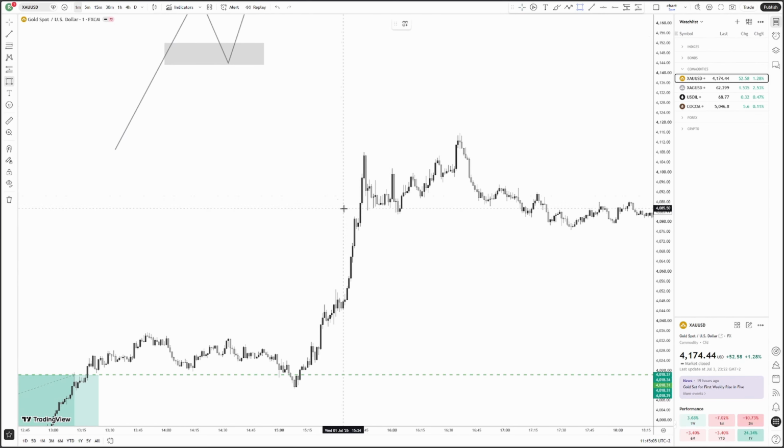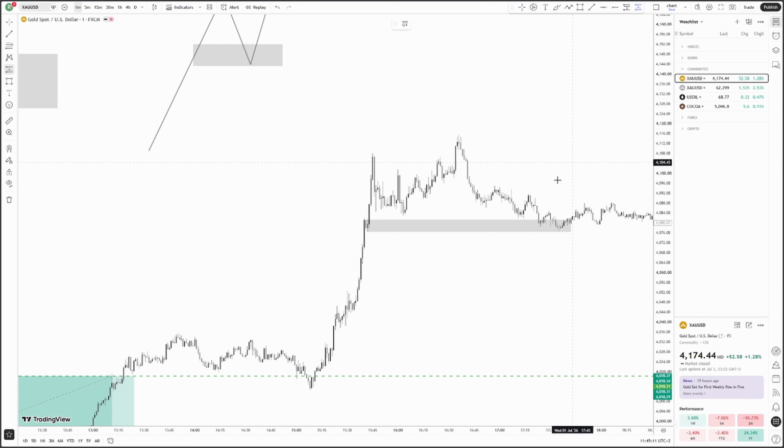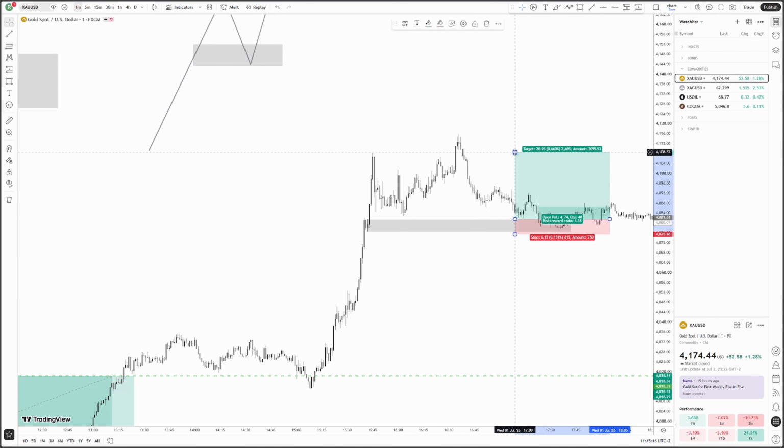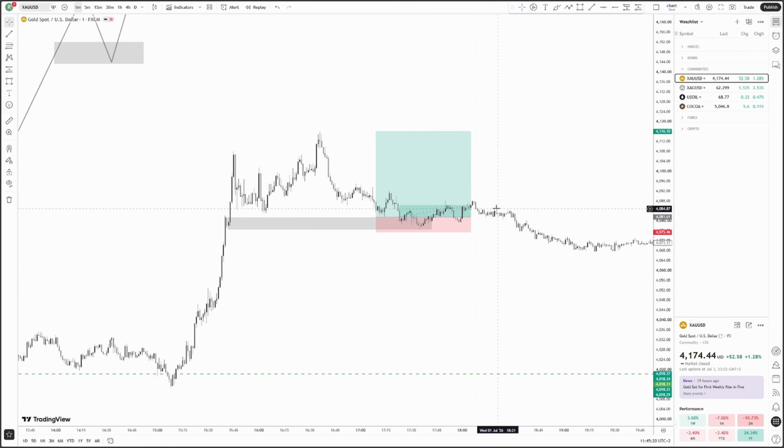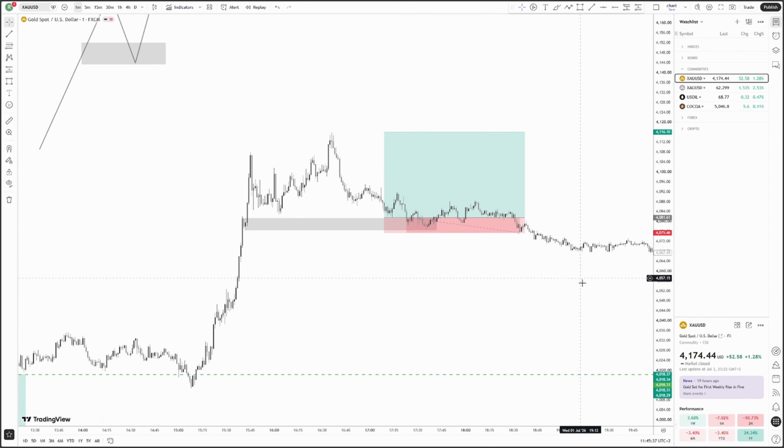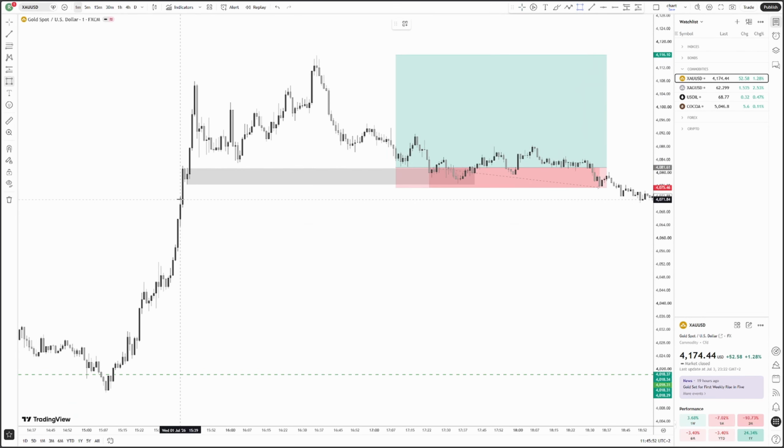So you pick this spot of turbulence as a point of interest. Guess what? It's going to fail. Stop below the low, targeting the high. You're going to get stopped out. What do you do if that happens? I promise it's not a trick question. You use the one below it. And guess what?